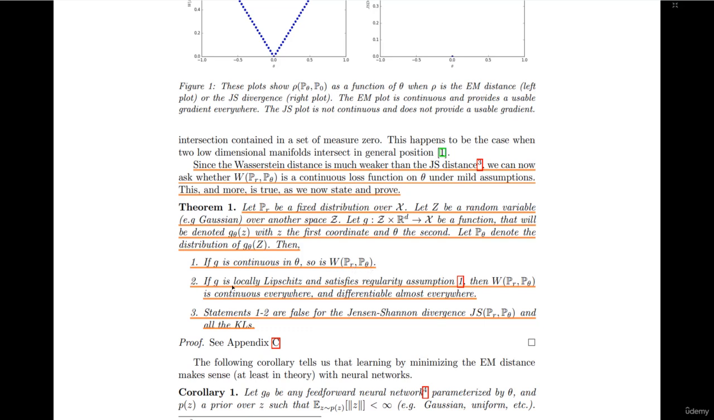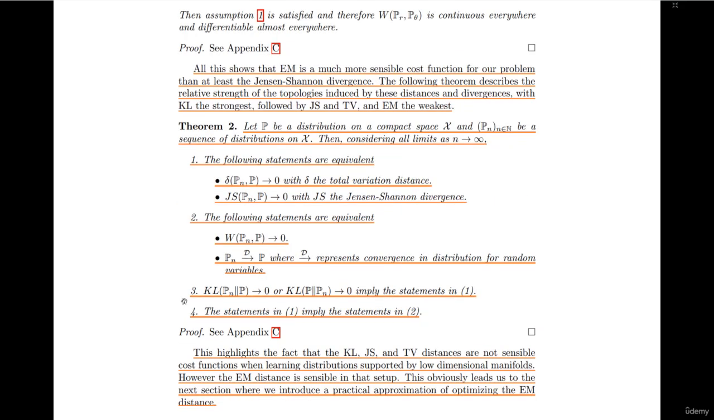And if G is locally Lipschitz and satisfies the regularity assumption, then the EM distance between PR and P theta is continuous everywhere and differentiable almost everywhere. Statements 1 and 2 are false for the JS divergence and all the KLs. Now all this shows that the EM is a much more sensible cost function for our problem than at least the JS divergence. The following theorem describes the relative strengths of the topologies induced by these distances and divergences, with the KL the strongest, followed by the JS and TV, and the EM the weakest.